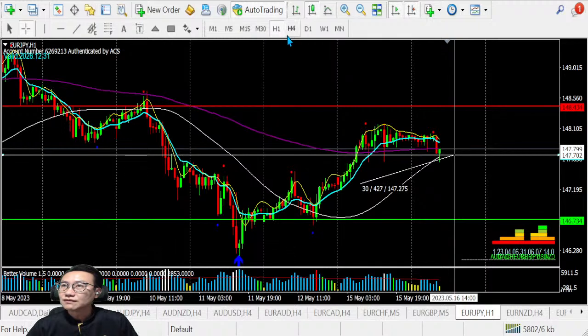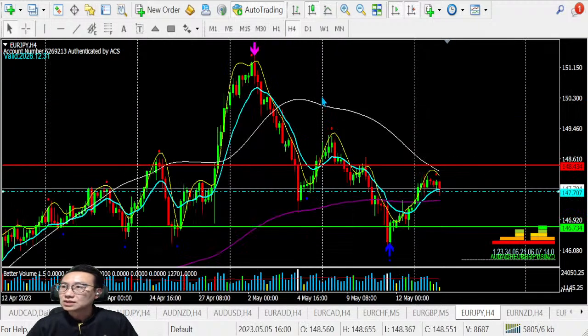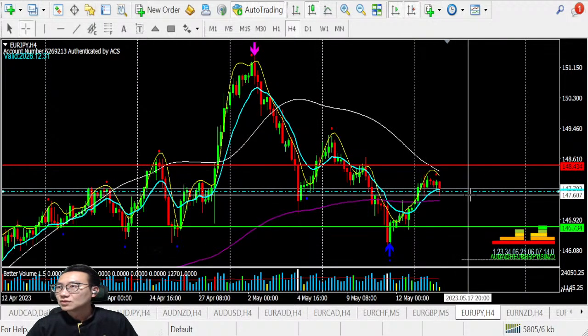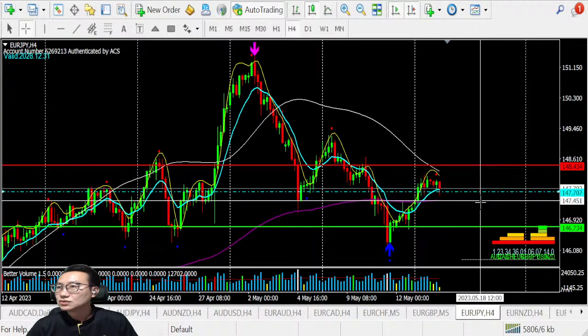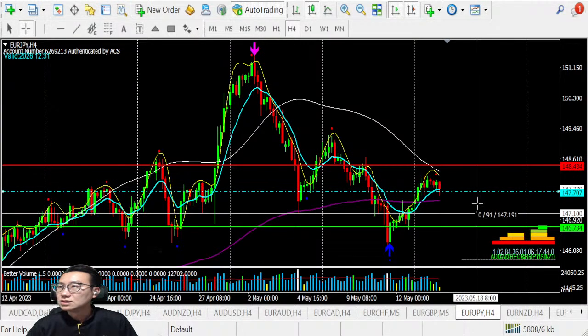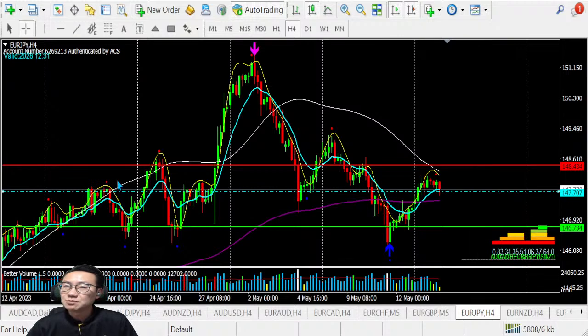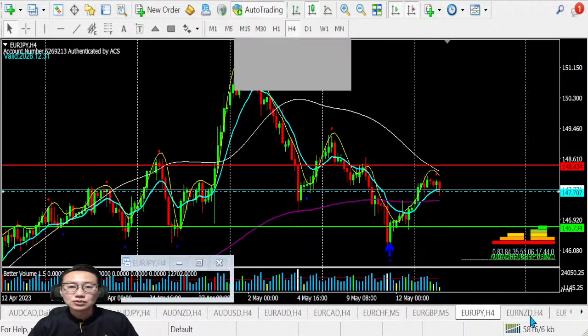We have about 40 over pips to go. It looks like we have 1, 2, 3 here. We're about 60 pips to go. So I think that should be quite good. All right, so Euro Yen, we can take a look. Next to go, we will take a look at the Euro Kiwi.